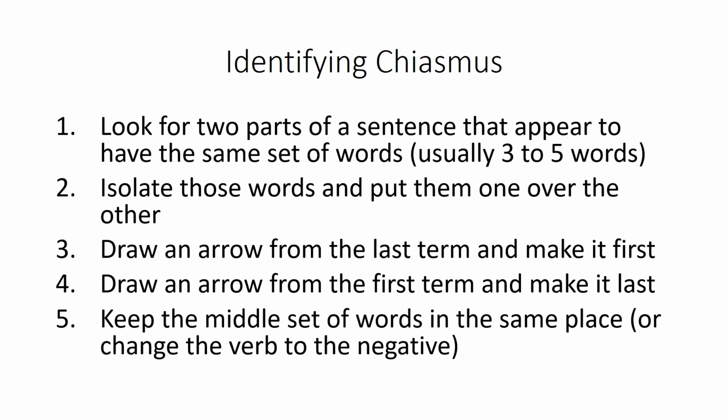But if the words that you have lined up one over the other fit this pattern, then you have identified chiasmus in a sentence. And that sentence is using chiasmus. So it's a 5-step process. If it's a little bit fuzzy, copy this down in your notes and watch the next several examples.